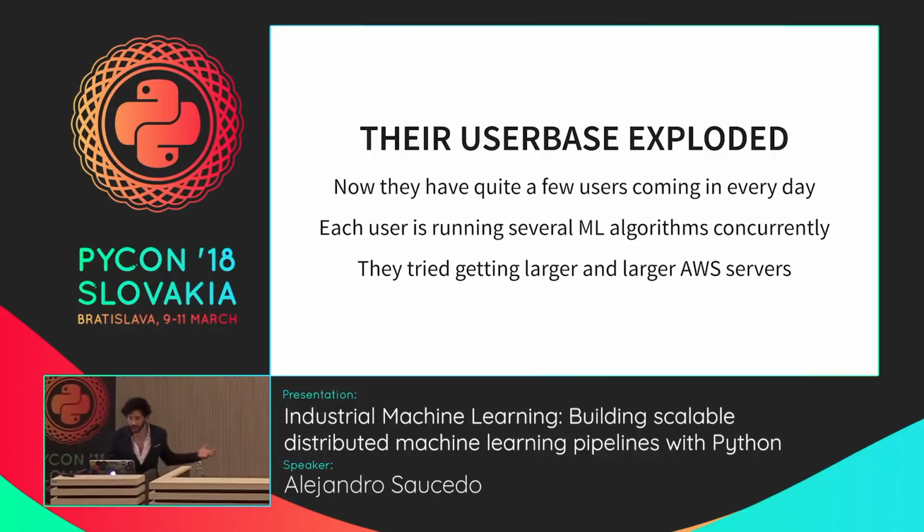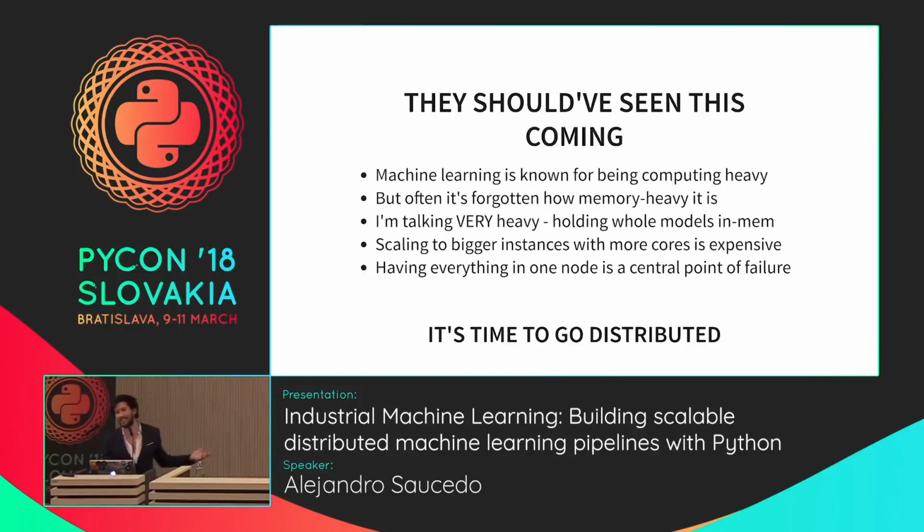Their user base exploded. Now everybody wants to use them to predict the prices. They want to invest in BitConnect. They want to do all sorts of things, and they should have seen it coming, right?